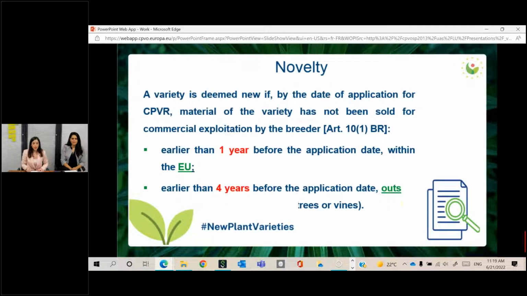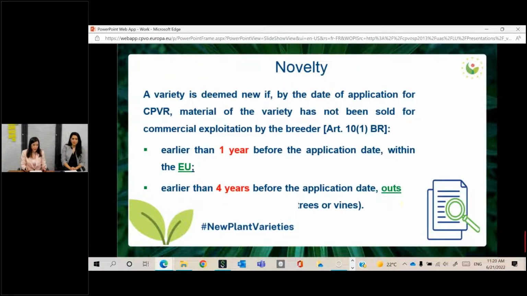Here we arrive at the novelty requirement. So a variety is deemed new if, at the date of application, material of this variety has not been sold for commercial exploitation by the breeder earlier than 1 year before the application date within the European Union, or earlier than 4 years before the application date outside the European Union. And in the case of trees or vines, that is 6 years.